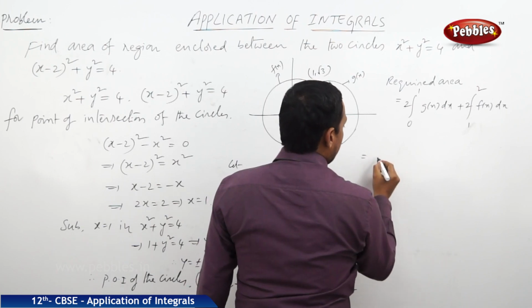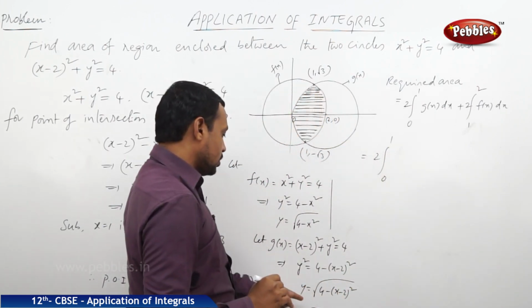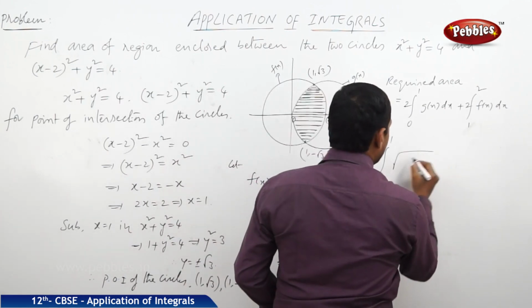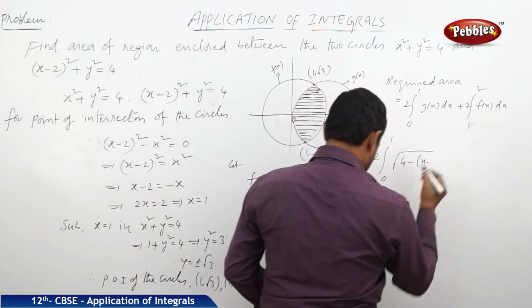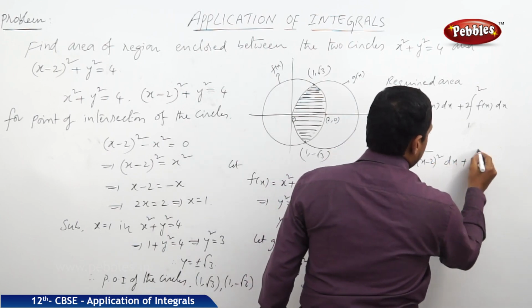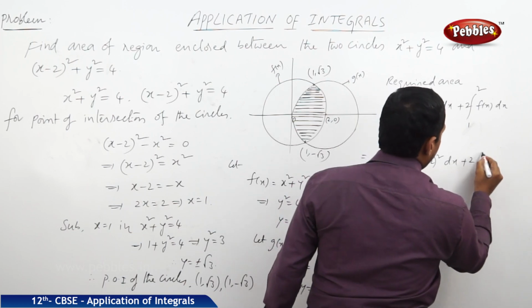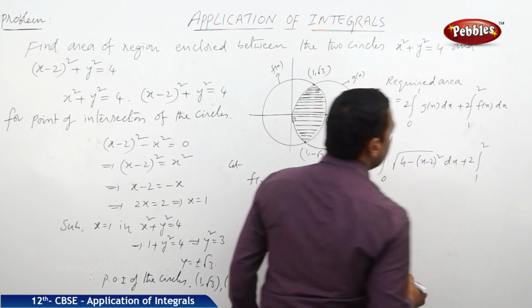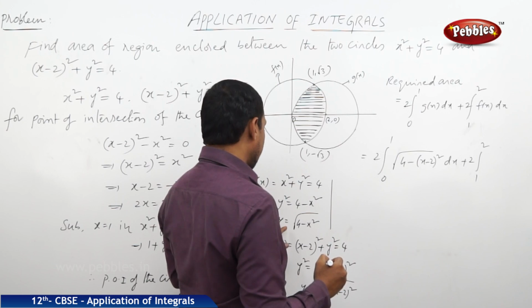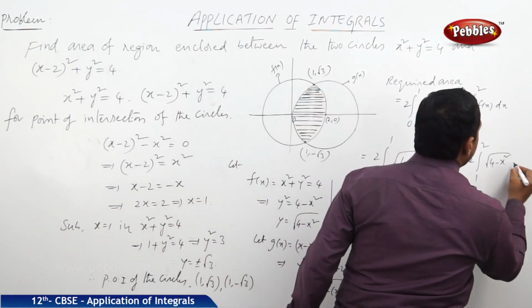Now, this is equal to 2 into integral 0 to 1 g of x. What is g of x? It is root of 4 minus (x minus 2) whole square dx, plus 2 into integral 1 to 2 f of x, that is root of 4 minus x square dx.